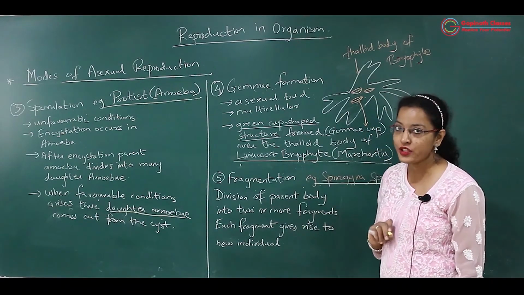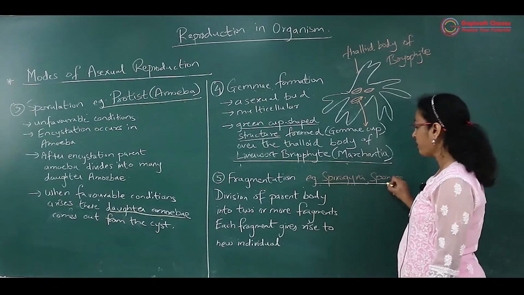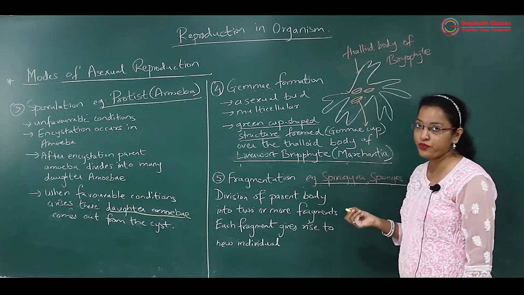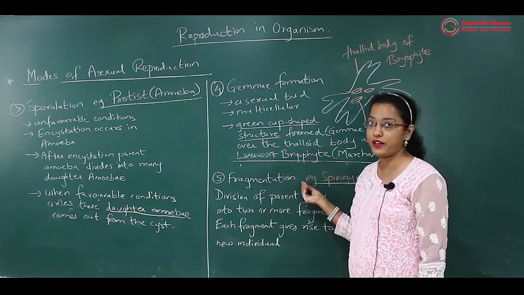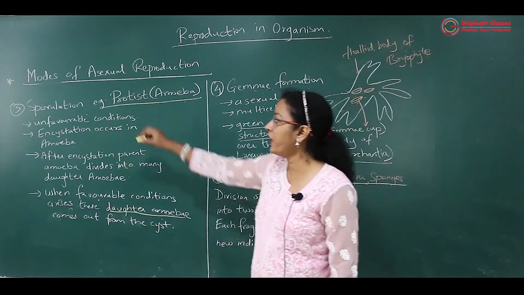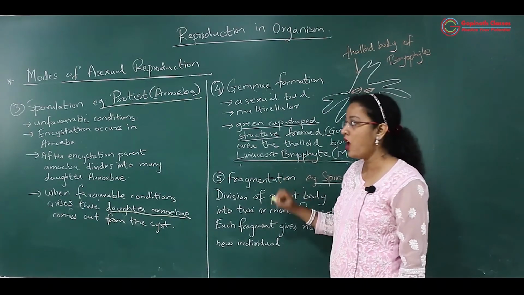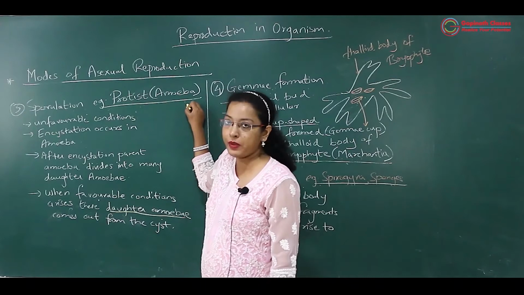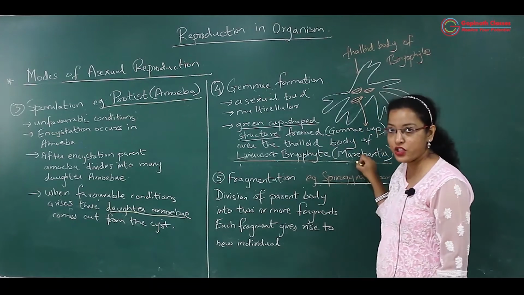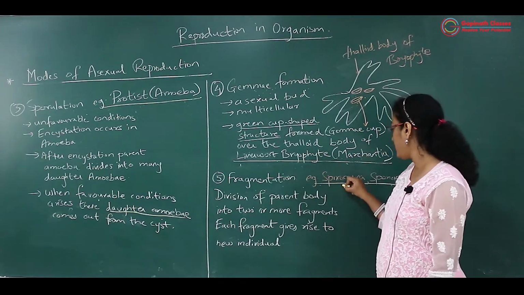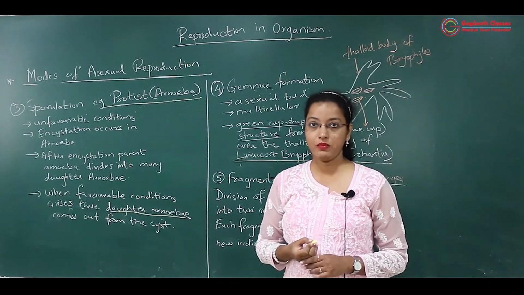This fragmentation is noticed in many algae such as Spirogyra, then sponges, and some of the cnidarians also show the fragmentation method for reproduction. So, in this particular session we have learned what is sporulation, what is gamete formation and what is fragmentation. Sporulation is seen in the protist amoeba, gamete formation is seen in the liverwort bryophyte Marchantia, and fragmentation is seen in Spirogyra and sponges and many other lower plants as well as animals.